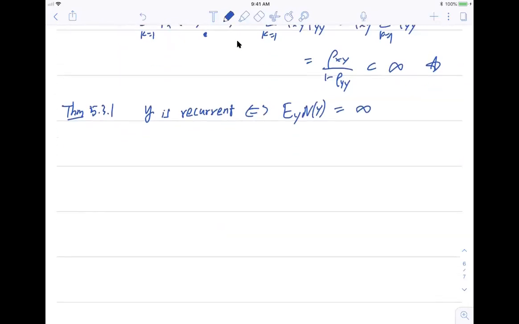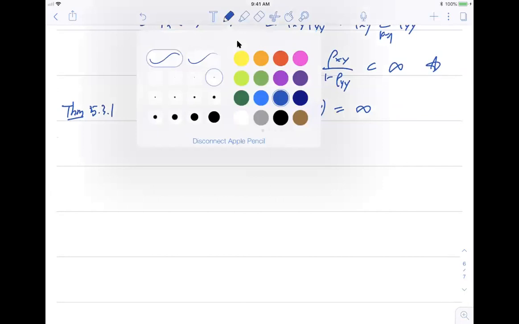So I want to change one color. Let's change a color. Maybe this.